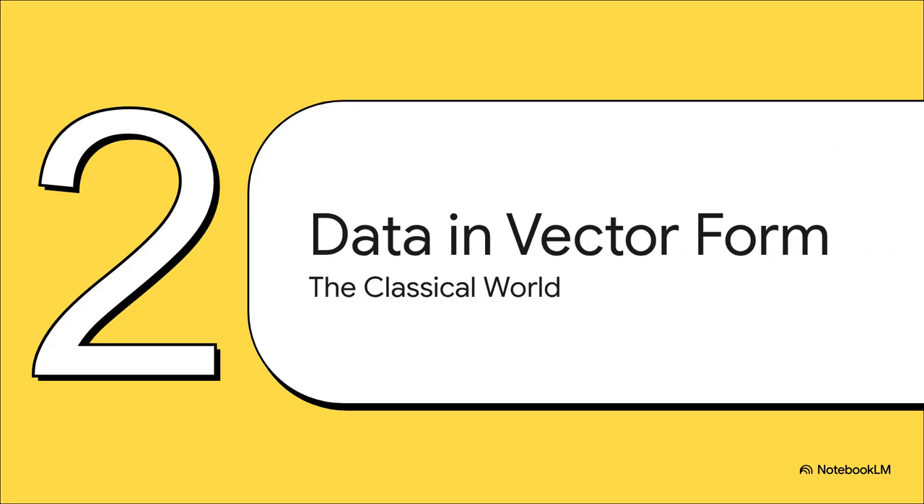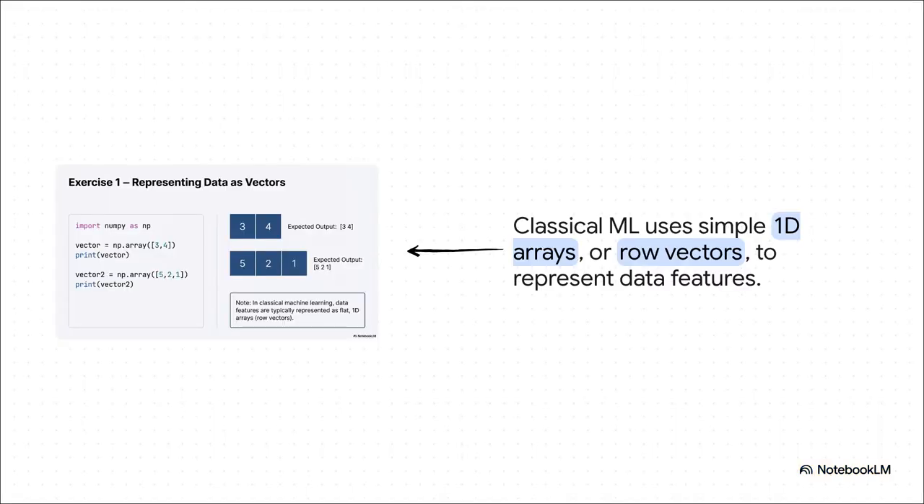All right, on to section 2, data in vector form. And we're going to start on solid ground, right back in the classical world we all know and love, just to make sure we understand how data usually looks before we try to change a thing. Look, in classical machine learning, it doesn't matter what you're working with. House prices, customer data, you name it. Your features almost always look like this, a simple one-dimensional array. In Python, using NumPy, this is our starting point. It's flat, it's simple, and we call it a row vector.